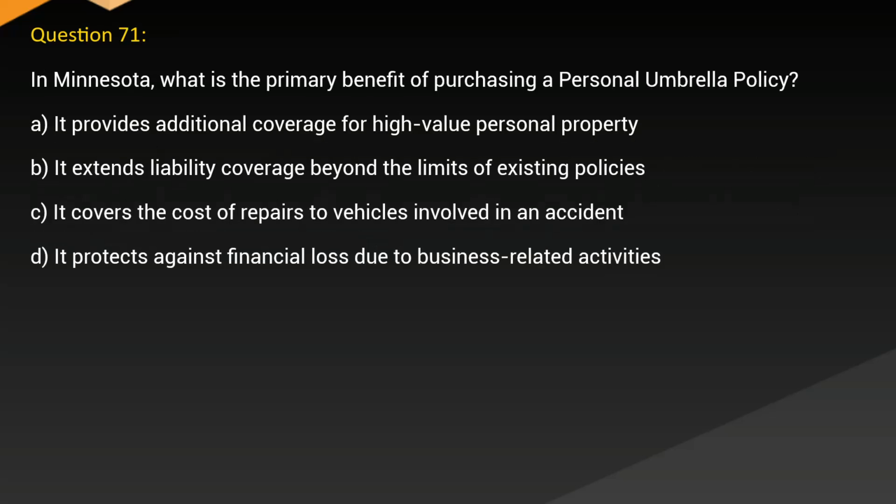Question 71. In Minnesota, what is the primary benefit of purchasing a personal umbrella policy? A. It provides additional coverage for high-value personal property. B. It extends liability coverage beyond the limits of existing policies. C. It covers the cost of repairs to vehicles involved in an accident. D. It protects against financial loss due to business-related activities.